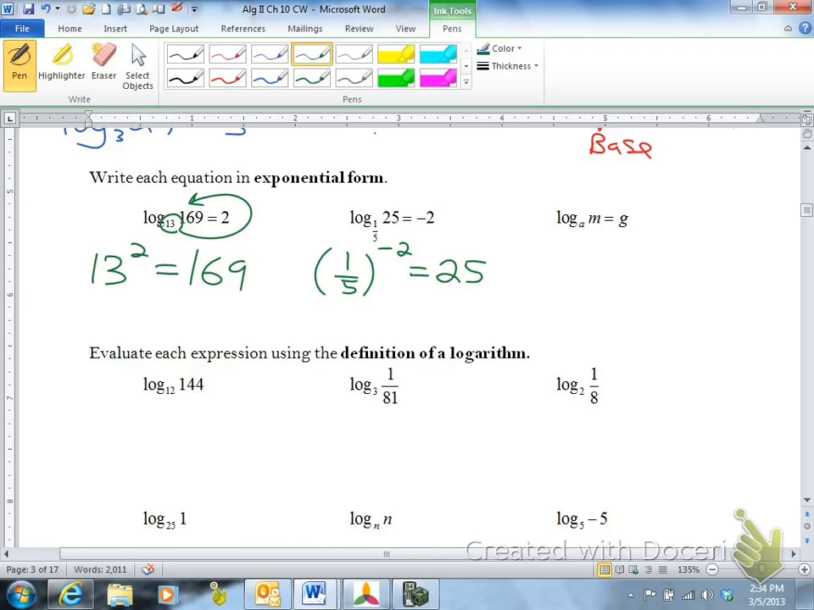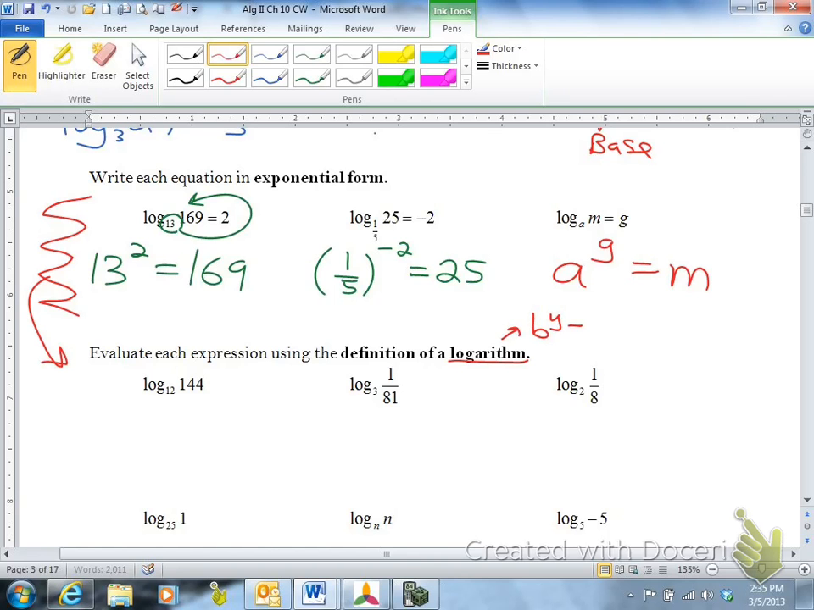And pause this video and see if you could write the next one. So the next one we have a to the g equals m. The next part, we're going to basically use the same idea right here, and we're going to now evaluate different expressions with the definition of a logarithm. Definition of a logarithm just means to rewrite it in exponential form, b to the y equals x.